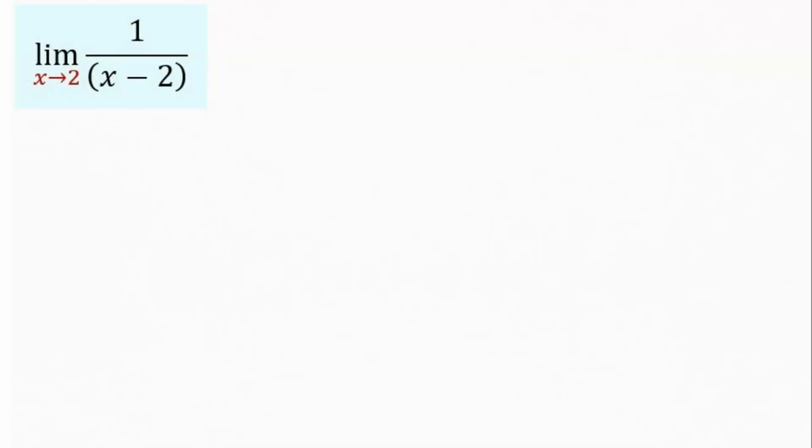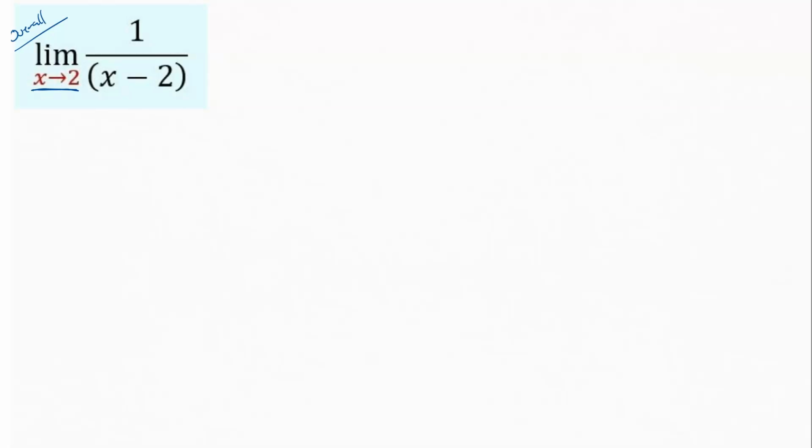All right, so we're given this limit problem. We're being asked to find the limit as x approaches 2 of 1 over x minus 2. We don't have a plus or a minus in our exponent, so we're really being asked to find the overall limit of this equation.